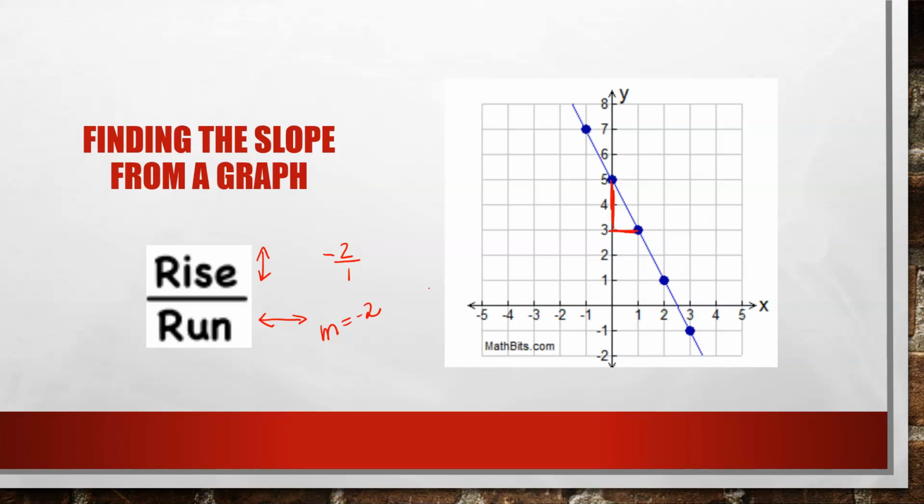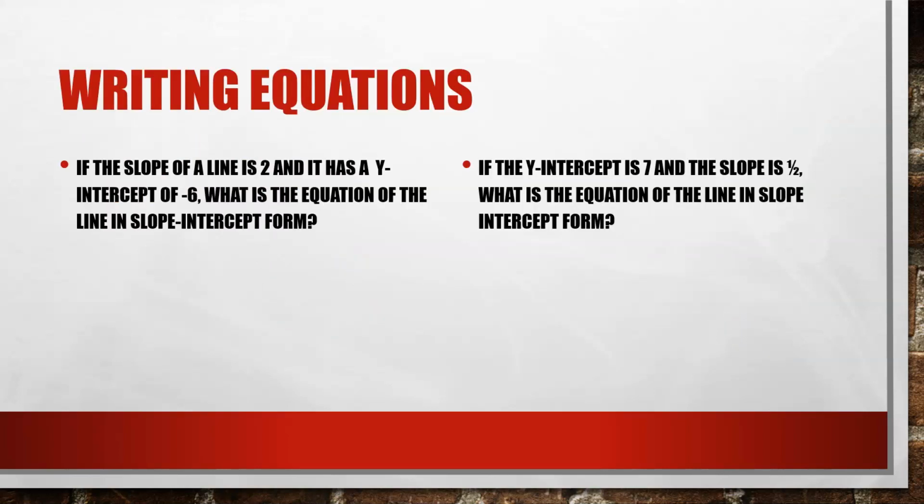Now let's get into some new stuff. So let's write some equations. Write an equation, and this is all in slope-intercept form. We're going to talk about a couple different forms, but this is all in slope-intercept form, which is, remember, y equals mx plus b. If the slope of a line is 2 and it has a y-intercept of 6, what is the equation of the line in slope-intercept form? Well, we need to plug in slope where the m is and the y-intercept where the b is. So we have y equals 2x minus 6.